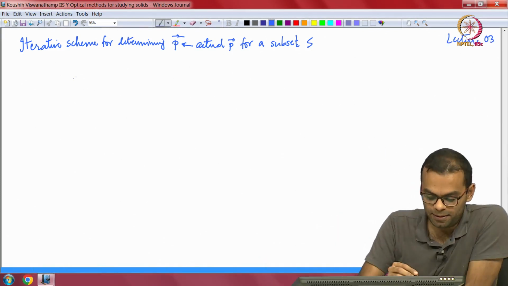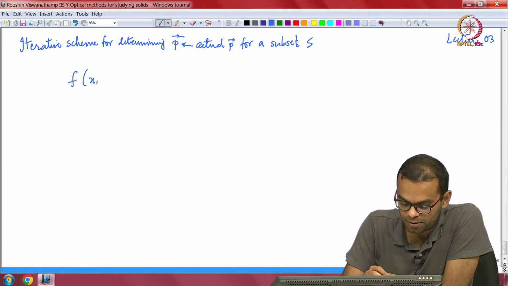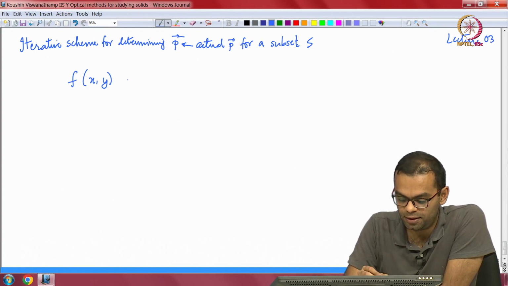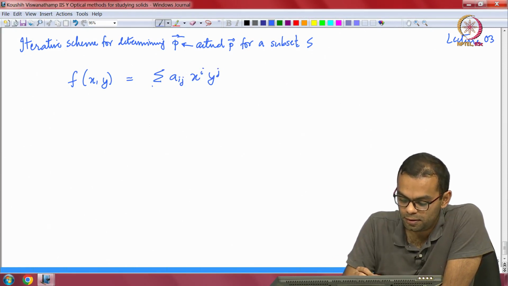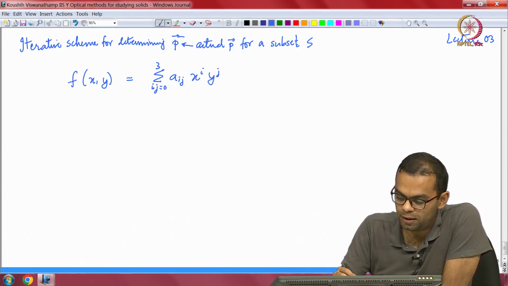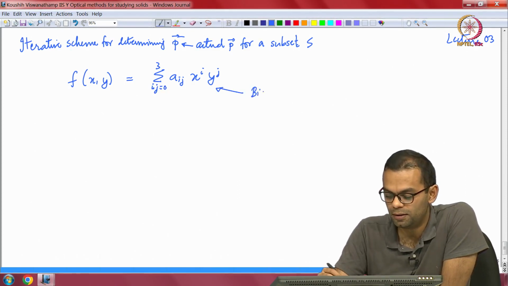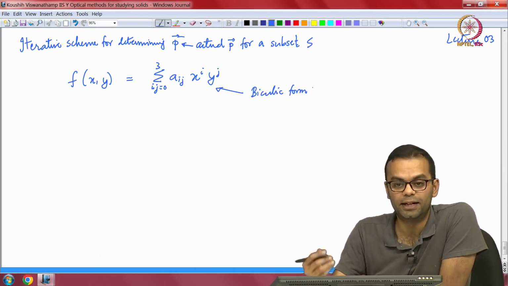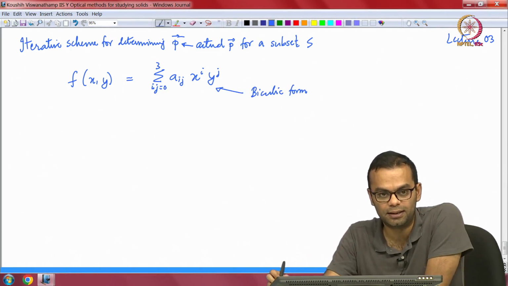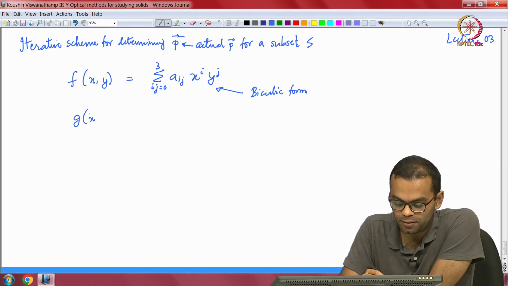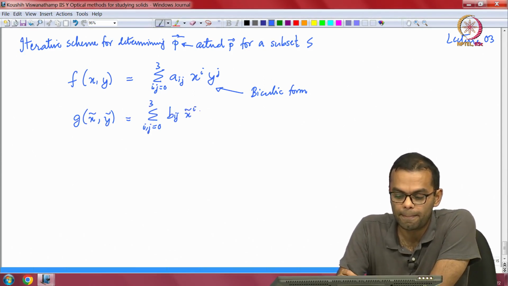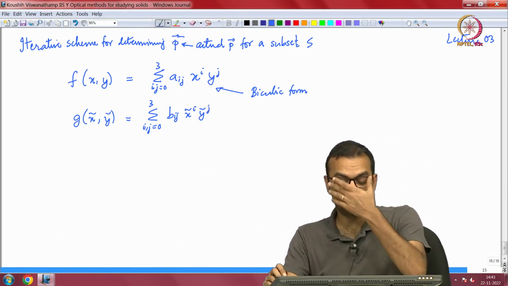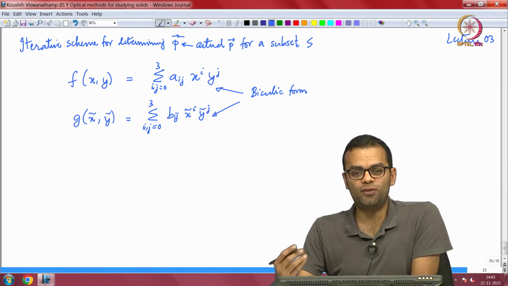Okay, now before we develop this iterative scheme, we will just recollect one small bit of information that I also introduced last week, which is the fact that f and g, as I will show you, are represented in the form of a bicubic form. Okay, they are interpolated. So we discussed this at length last time. Likewise for g, x tilde y tilde are coordinates in the deformed image, and this bicubic form allows us to take derivatives.